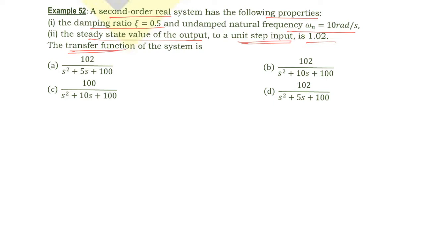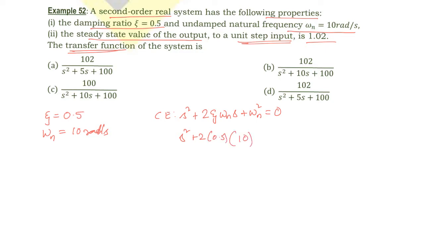So what is the information given? Firstly, the damping ratio is 0.5, and the natural frequency is 10 radians per second. From this we can find out the characteristic equation. The characteristic equation is given by s square plus 2 zeta omega n s plus omega n square is equal to 0. So s square plus 2 into 0.5 into 10 into s plus 10 square, which is 100, is equal to 0. So we have s square plus 10s plus 100 is equal to 0. This is the characteristic equation.